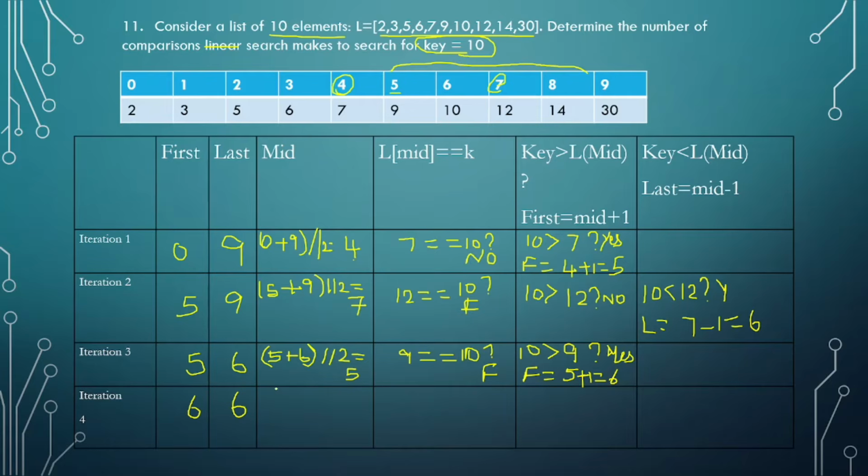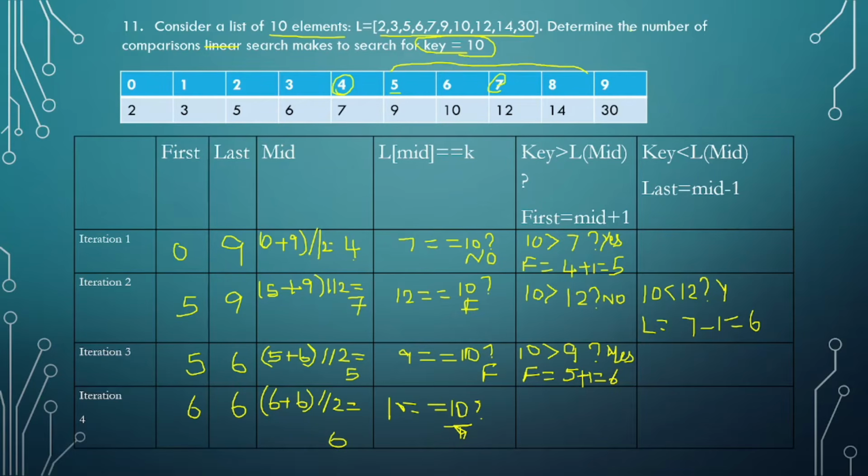Now 6 plus 6 is 12. 12 by 2 is 6. What is the middle element here? 10. So 10 equals 10. Yes, 10 equals 10. The condition is now true. Right? The condition is true. Now the loop will terminate here.